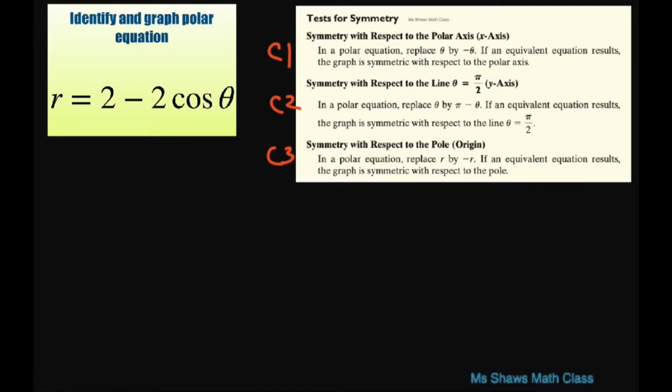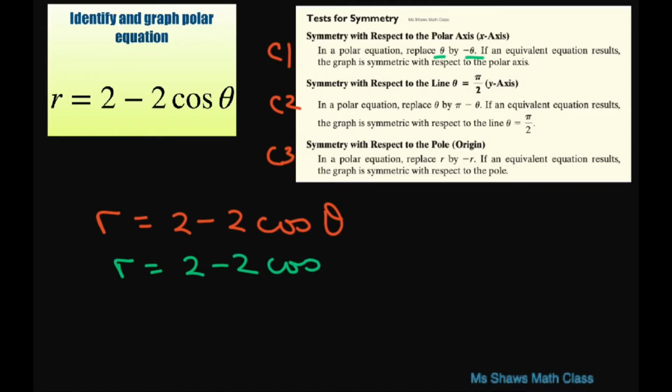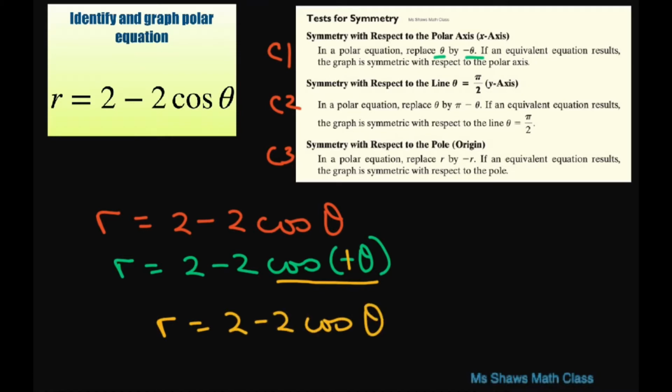So for condition 1, we take our r equals 2 minus 2 cosine of theta and substitute theta with negative theta. So that would be 2 minus 2 cosine of negative theta. Now since cosine's an even function, we can just make that positive. So we have 2 minus 2 cosine of theta. Now since these two are equal, it does mean it's symmetric with respect to the polar axis. So this checks off.